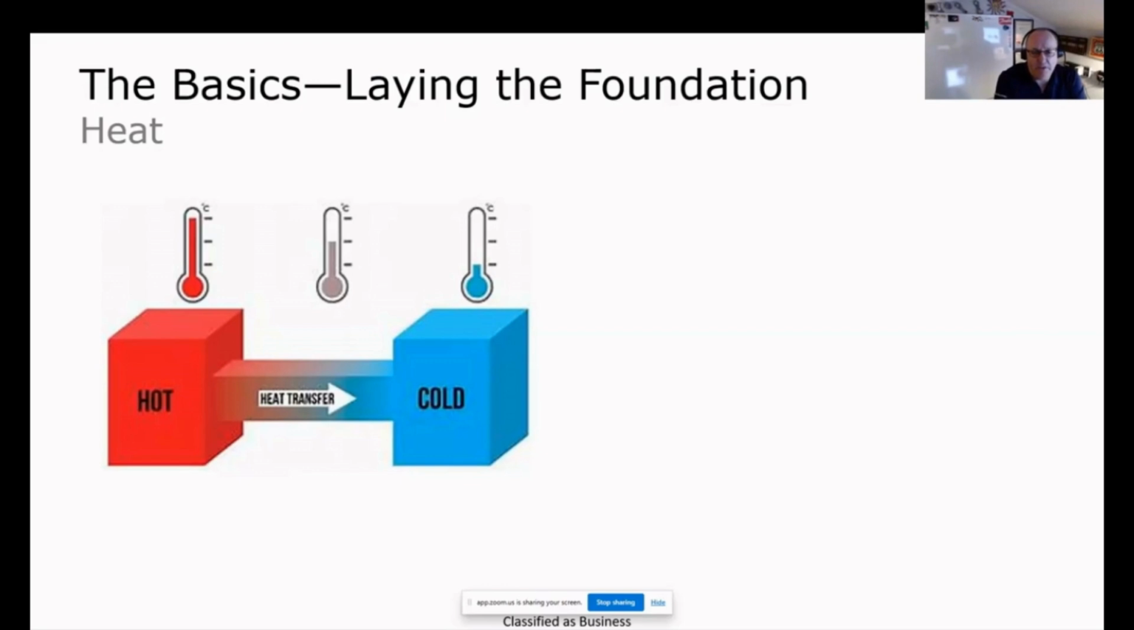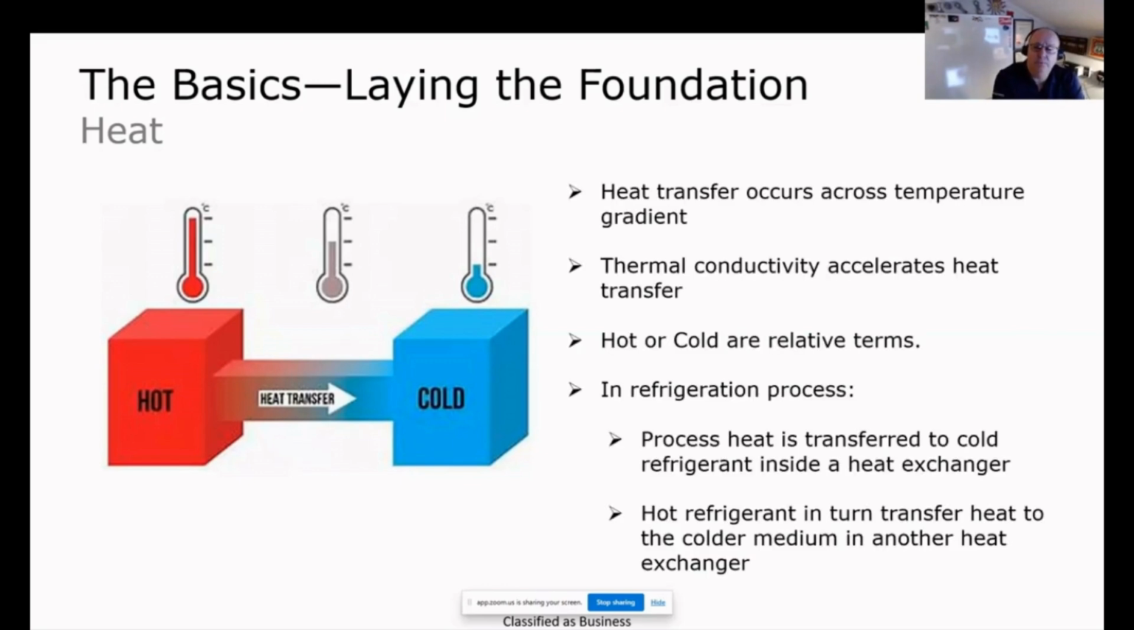Now, they are relative terms, hot and cold. So if you think 40 degrees C, that's hotter than 30 degrees C. But if you turn it around, minus 30 is actually hotter than minus 40. So heat is a relative term, so is cold.